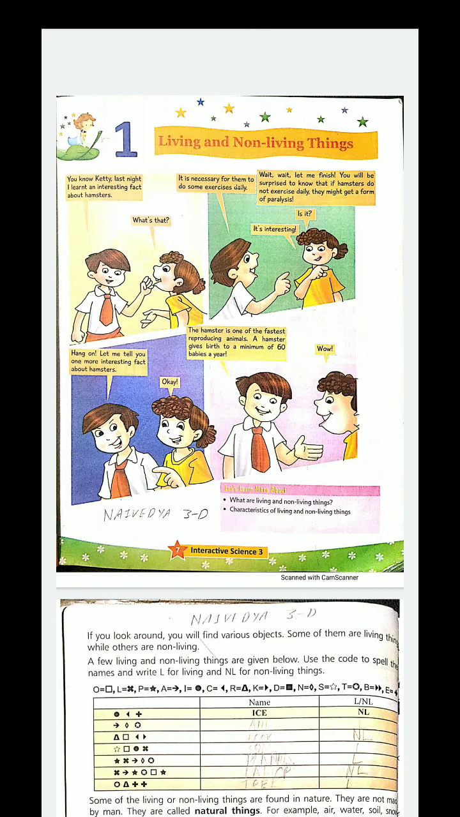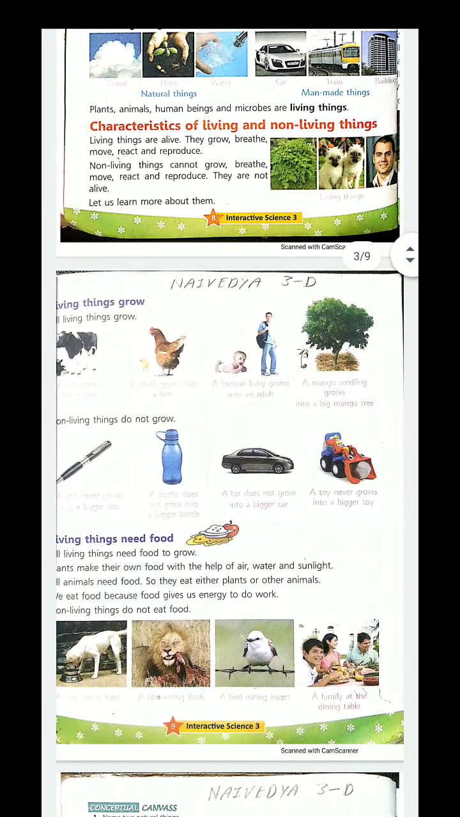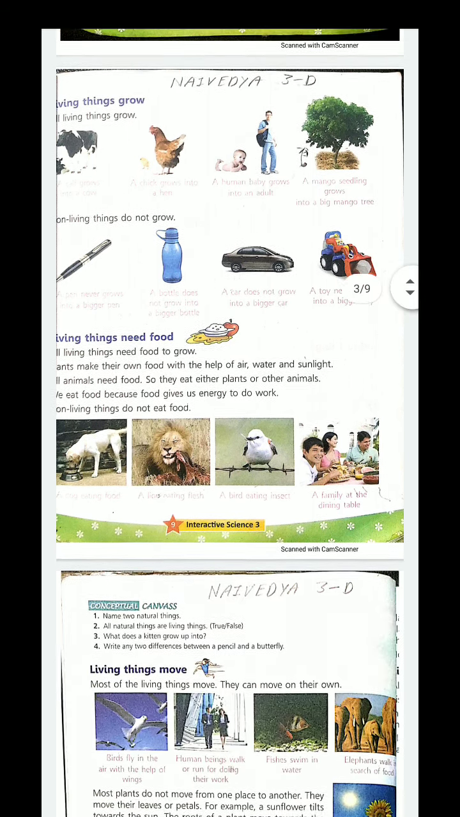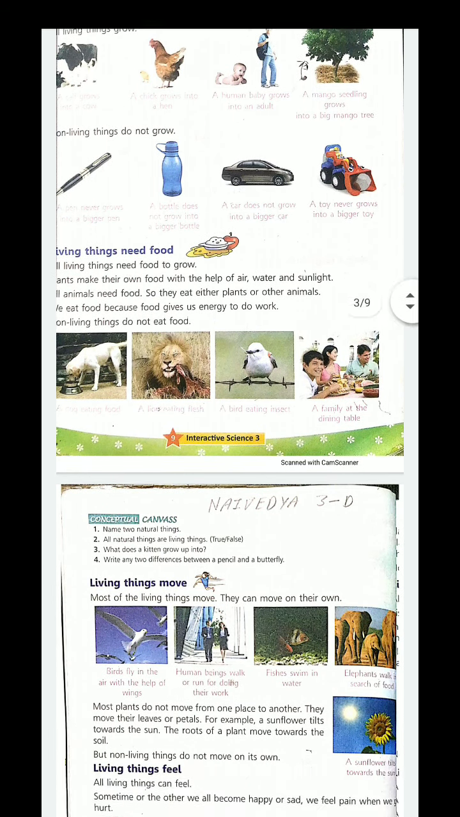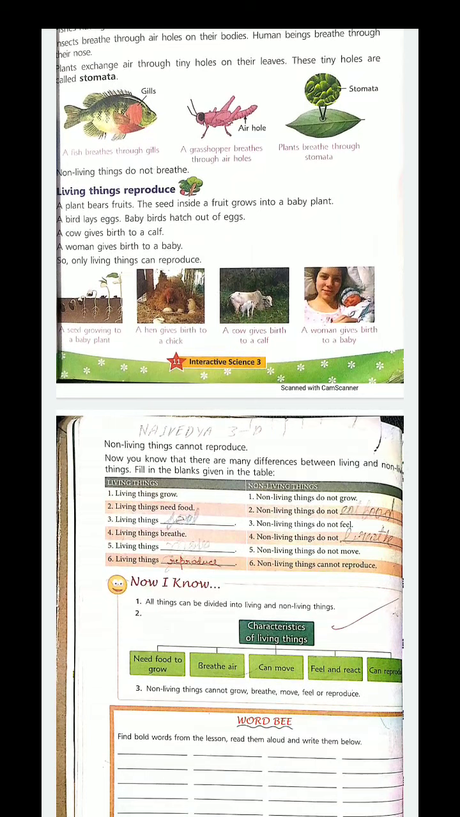So, in yesterday's class, we studied all about living things. Yes or no? We were studying the chapter on living and non-living things, and we studied everything about living things. So, let's quickly revise the characteristics of living things: living things can grow, need food, can move, feel, breathe, and can reproduce.